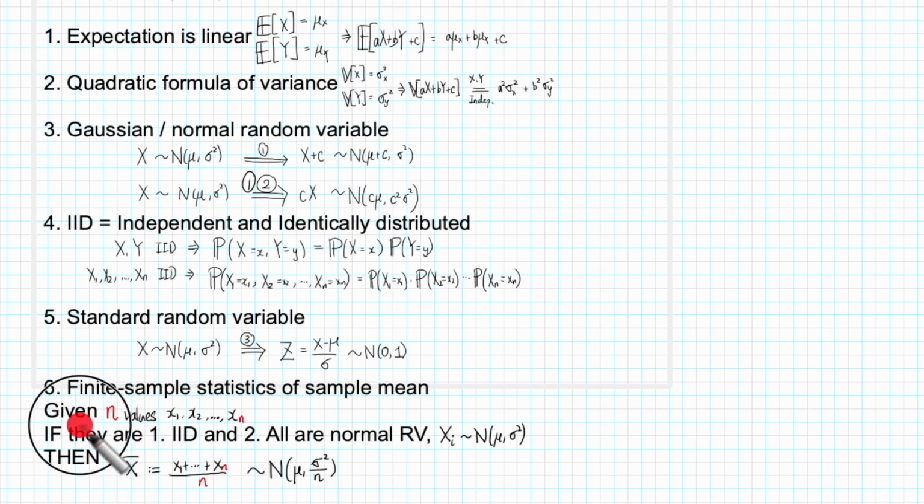So now we said that given n values x1, x2 up to xn, if they are all identically and independently distributed normal random variables with expected value mu and variance sigma square, then the sample mean x bar, which is the average of these n random variables, will also be a normal random variable, having the same expected value mu, but the variance will be divided by n. So what's next? We are going to combine 5 and 6.